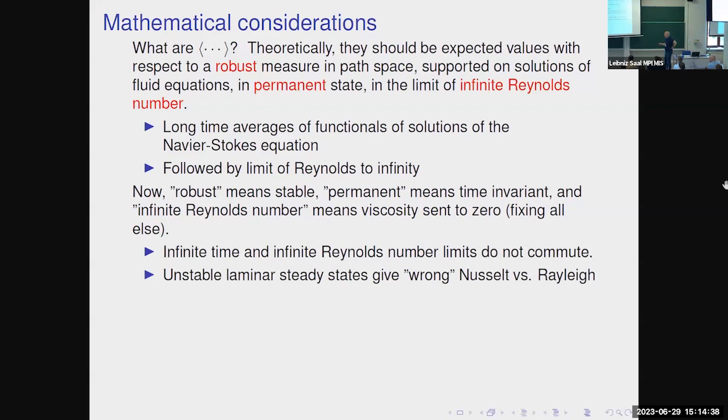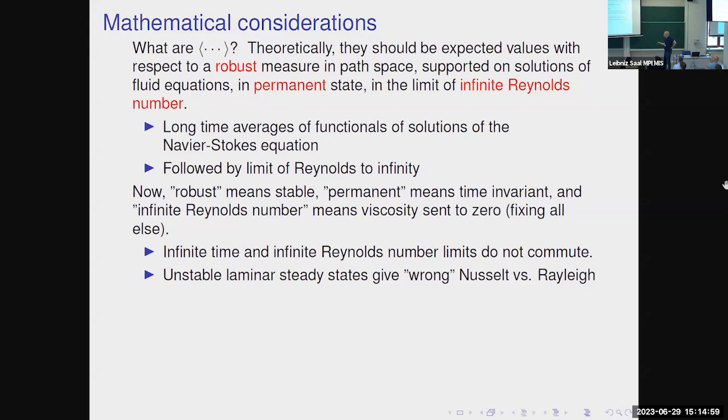First of all, clearly, infinite time and infinite Reynolds number limits do not commute. And I say that, maybe I've been saying this for many years, every year. But I keep saying it so people can hear it. So not only because if there are no forces, but even in force situations.